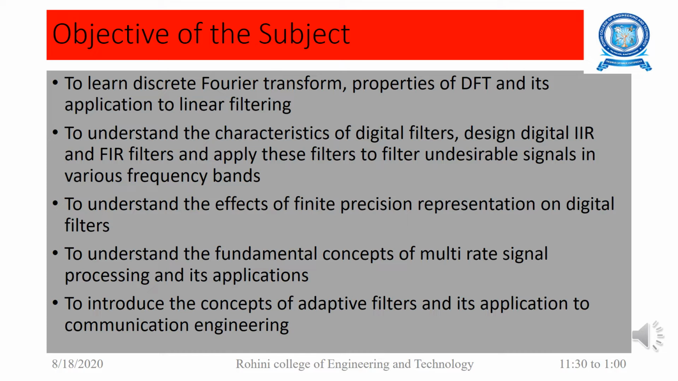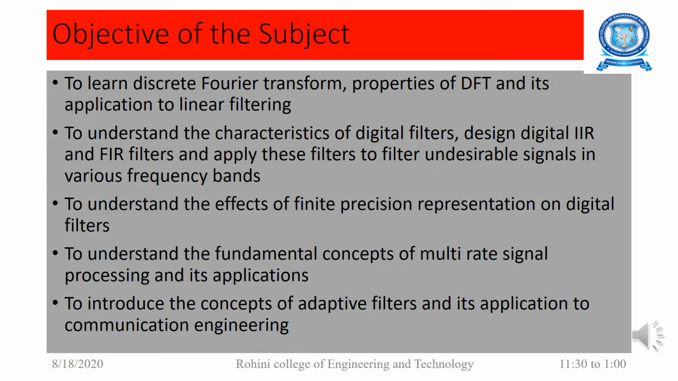So the objective of the subject means what is our motive or aim in studying this paper. In this paper we are going to study 5 different units, and in the 5 different units we study 5 different topics. In the first unit we are going to learn the discrete Fourier transform and its properties and the applications of linear filtering. So after studying your first unit you will be able to understand the concepts of discrete Fourier transforms and their properties.